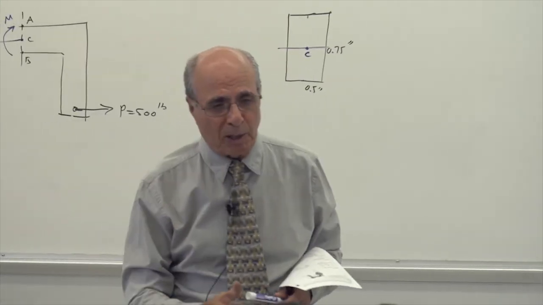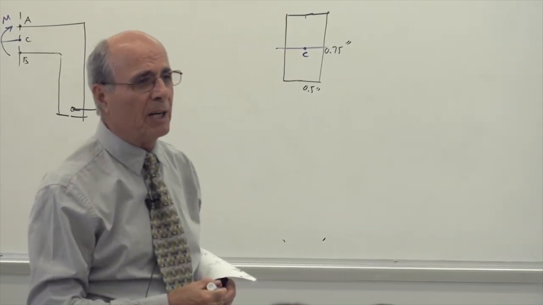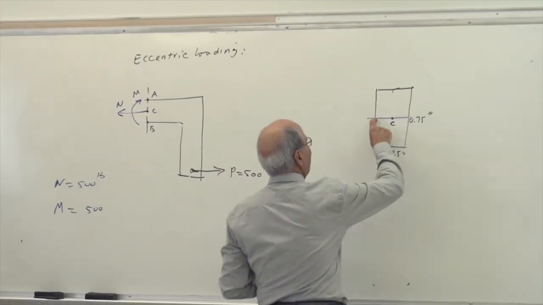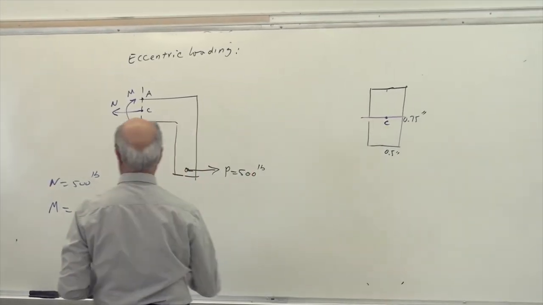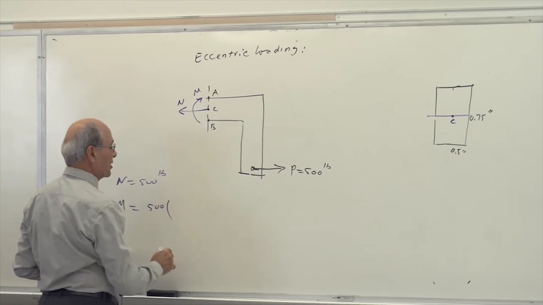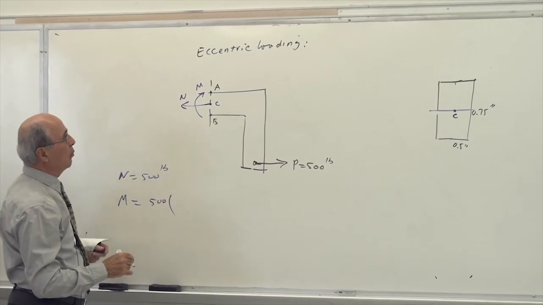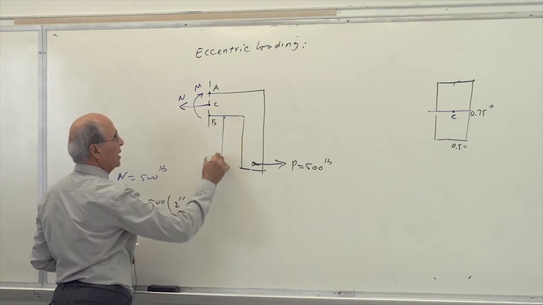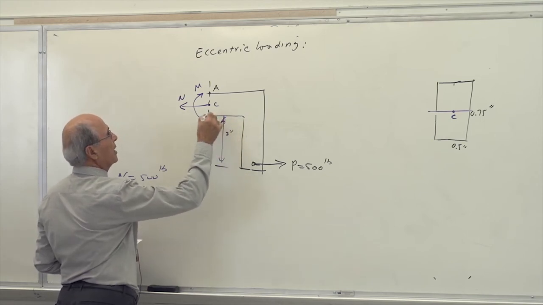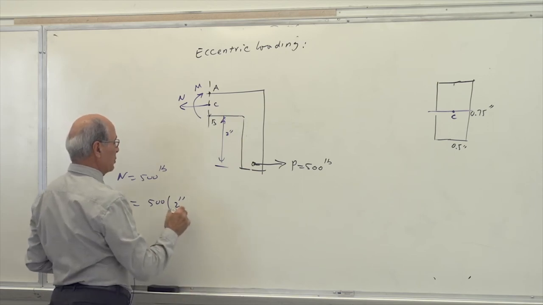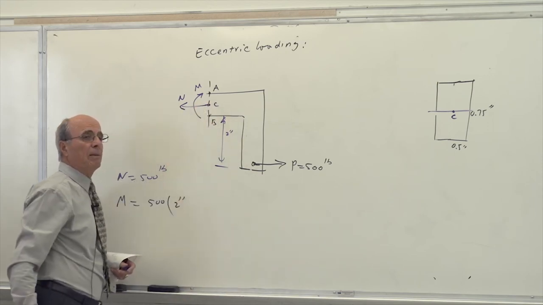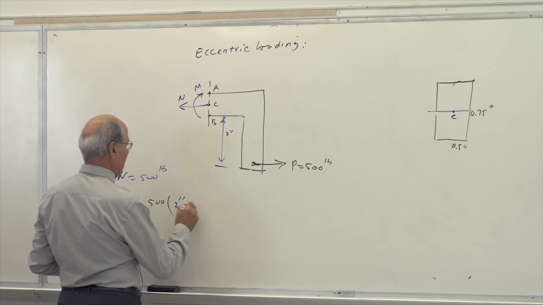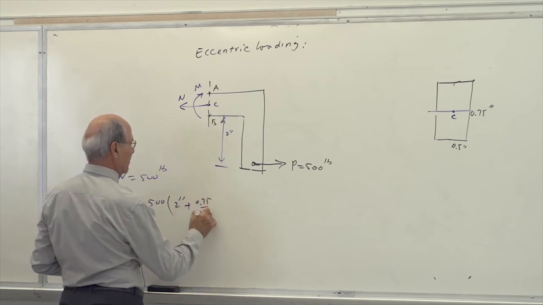So what should I multiply that 500 by? 2 plus what? Half a distance. That's right. So please, do not make that mistake. That's exactly the one I don't want you to do. Times 2 inches, because from here to here is 2 inches, correct? Then I have to add this much to it. Because we are taking moment about C, remember that, which is the centroid. So 2 inches plus 0.75 divided by 2.